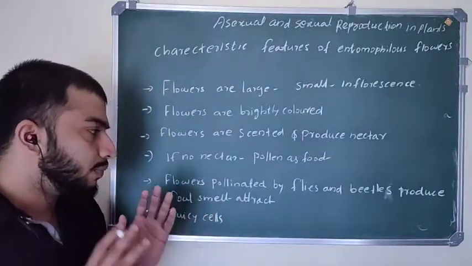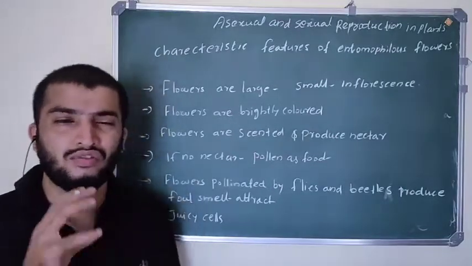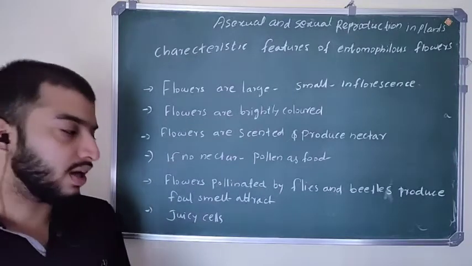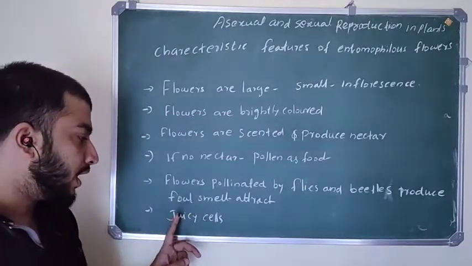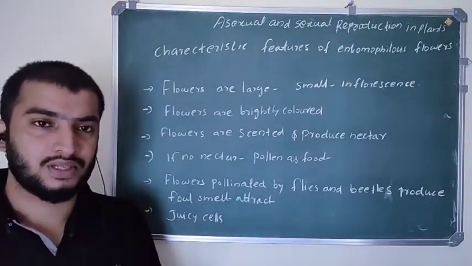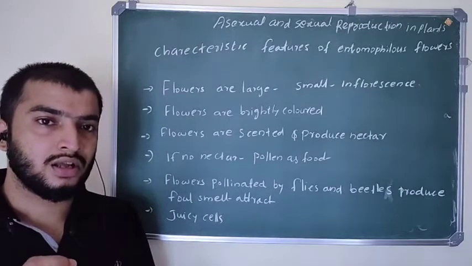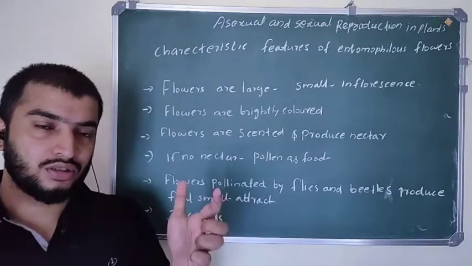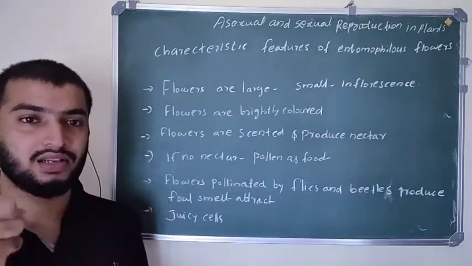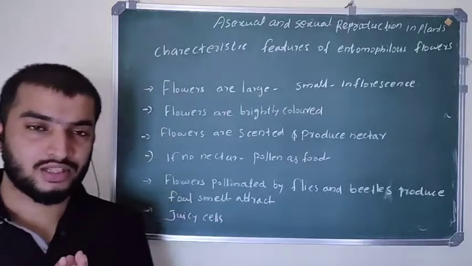And flowers pollinated by flies and beetles produce a foul smell to attract these pollinators. That is another characteristic feature. And in some entomophilous flowers, juicy cells are present, and these juicy cells contain contents which insects take as their food. So these are the important features of entomophilous flowers.